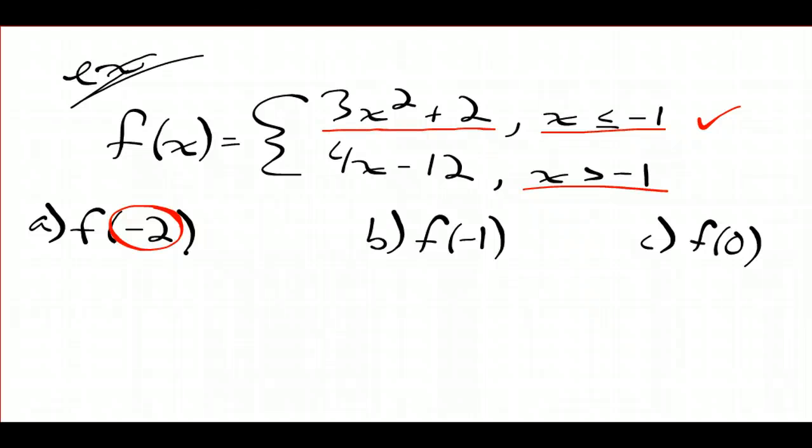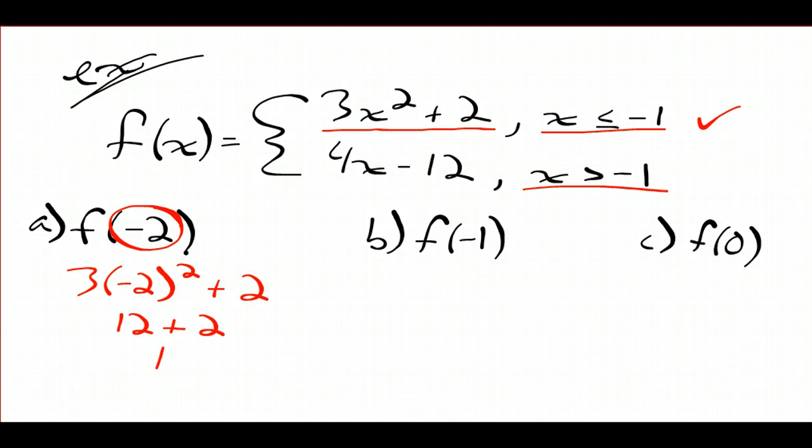So all I have to do is say 3 times negative 2 squared, because I'm substituting in for the x, plus 2, and then simplify from there. Negative 2 squared is 4, times 3 is 12, plus 2. 12 plus 2 is 14. That's as far as that one will go. It gives me a whole number answer.